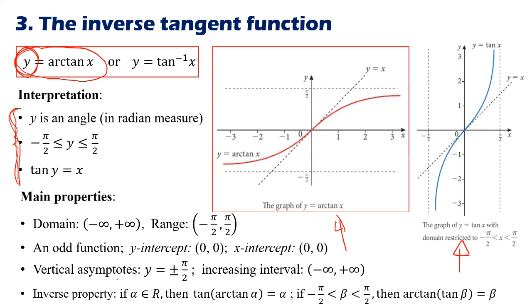Okay, of course, we also have the inverse property. If alpha belongs to the real number set, then we have tangent arctangent alpha equals alpha. And if beta lies within minus half pi to half pi exclusive, then we have arctangent tangent beta equals beta. Okay, and please have a look at the slides and take any notes you need. We're going to use them to solve the following questions. Okay, I'll give you 2 minutes. Have a look at this.